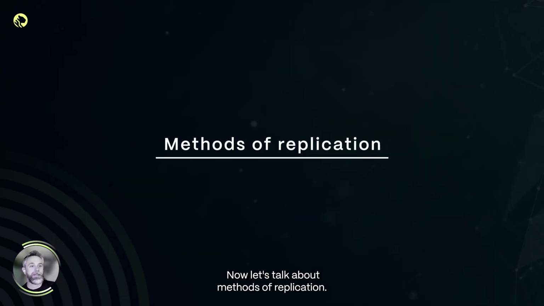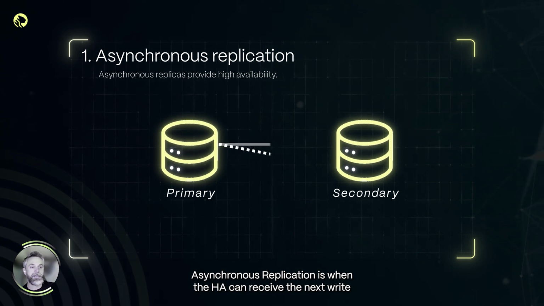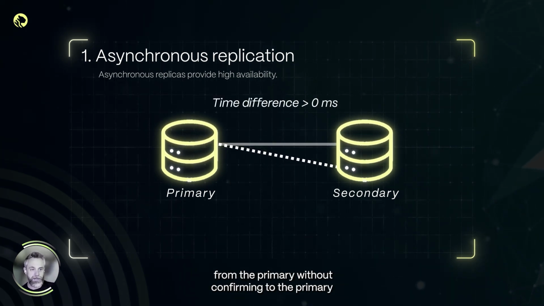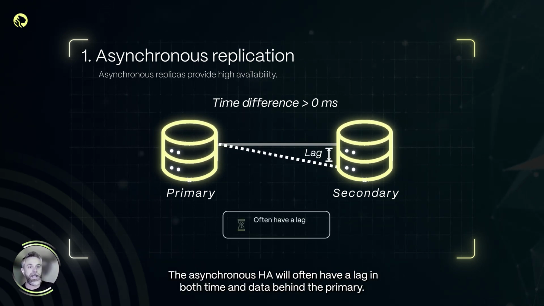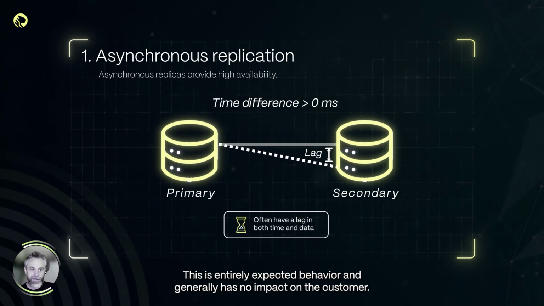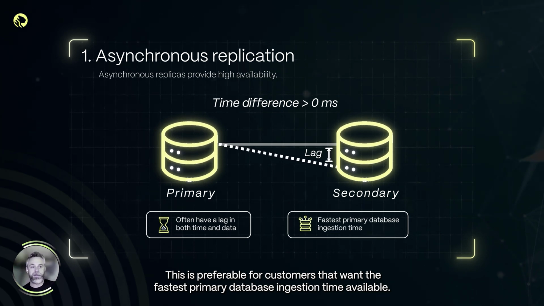Now, let's talk about methods of replication. Asynchronous replication is when the HA can receive the next write from the primary without confirming to the primary that the current system write is complete. The async HA will often have a lag in both time and data behind the primary. This is entirely expected behavior and generally has no impact on the customer. This is preferable for customers that want the fastest primary database ingestion time available.